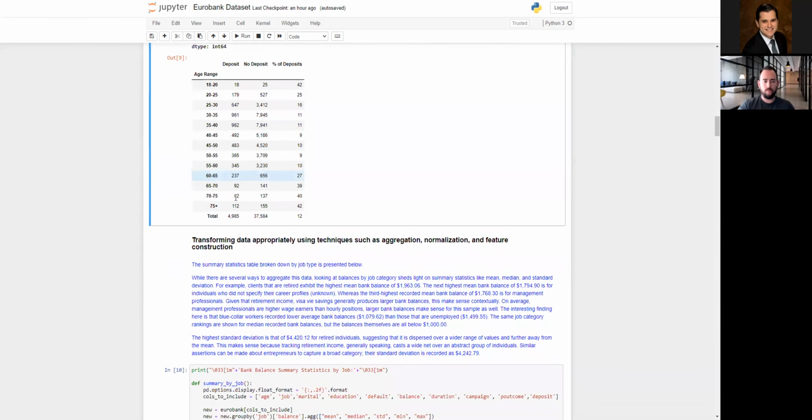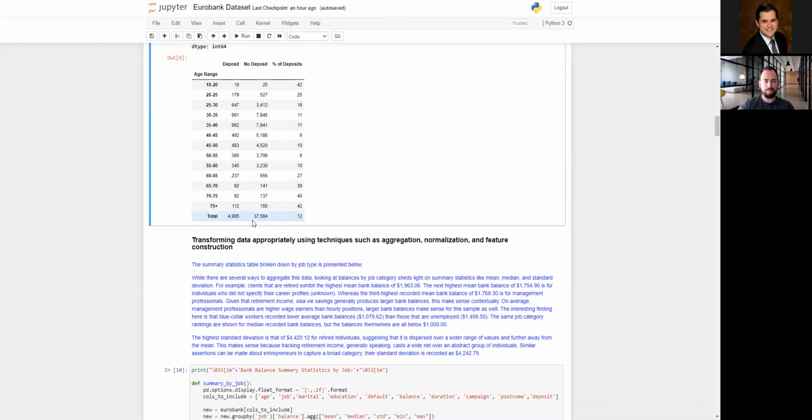All in all, and we can dive deeper into this, the end goal is to see whether the campaign was successful, and if so, whether it can be used to model a future campaign. We'll get to that as we progress. But all in all, as you can see here, 12% made deposits. That's 4,985.